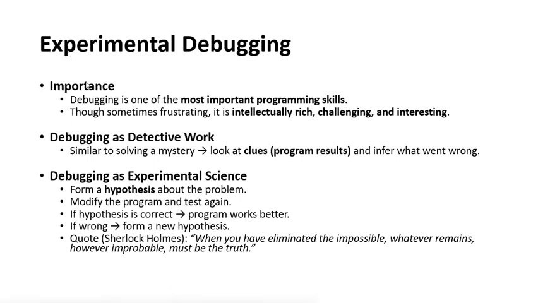Let us see the importance of experimental debugging. Debugging is one of the most important programming skills. Debugging means finding where the bug has happened and fixing that bug. Debugging is the most important programming skill, because you are removing that bug. That's why it is very important. And though sometimes frustrating, it is intellectually rich, challenging and interesting. Sometimes you may feel it challenging, sometimes interesting, right?